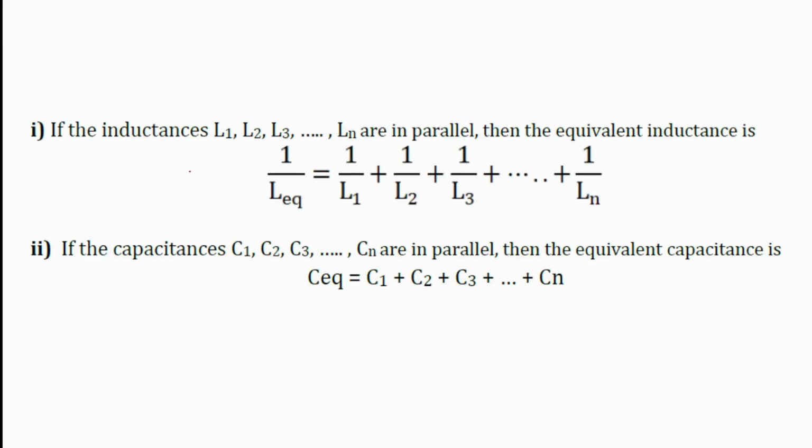Now, if the inductances are connected in parallel, then the reciprocal of the equivalent inductance will be the summation of the individual reciprocals. This is the one. Now in the case of capacitance, that property is changed. If the capacitances are connected in parallel, then the equivalent capacitance will be like this.